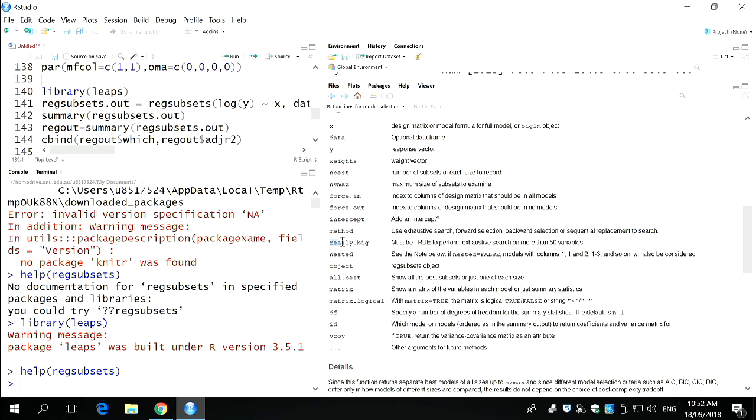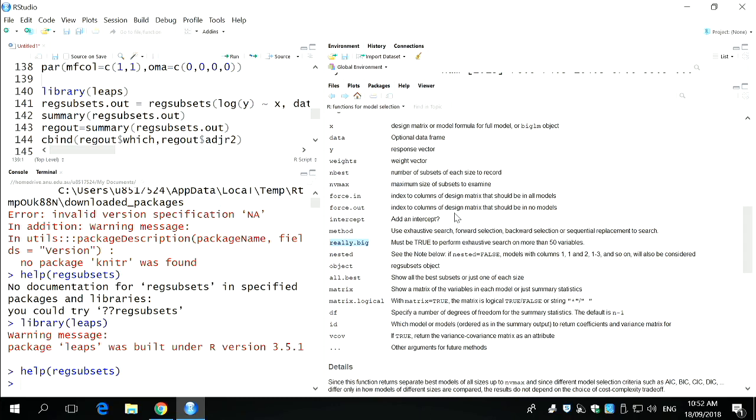Okay, I love this option, really.big. So exhaustive search, like I said, you could be down for fitting 10 to the power 30 models, and R will simply refuse to do that, unless you tell it, really.big. I want to go really big, eh? And R goes, okay. And then your computer melts.